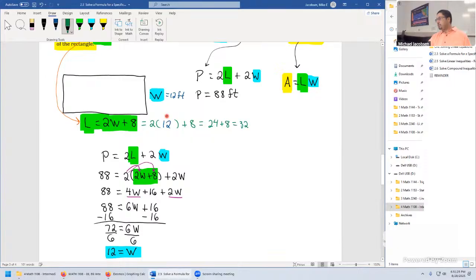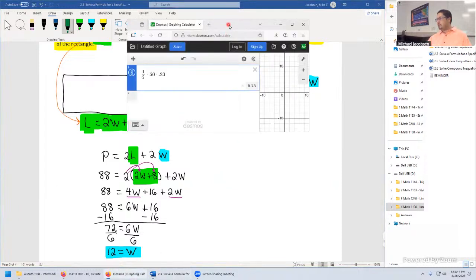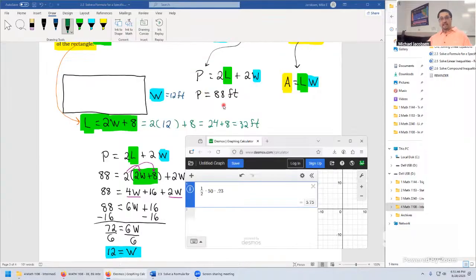So now this is 24 plus 8. And that means we're at 32 feet. So 2 expressions down. Width is 12 feet. The length is at 32 feet. We now know everything about this rectangle. But you might want to do just a back of the envelope type of calculation to see if we're on the right track. Recall the perimeter is supposed to be 88 feet. That's just the length all the way around.